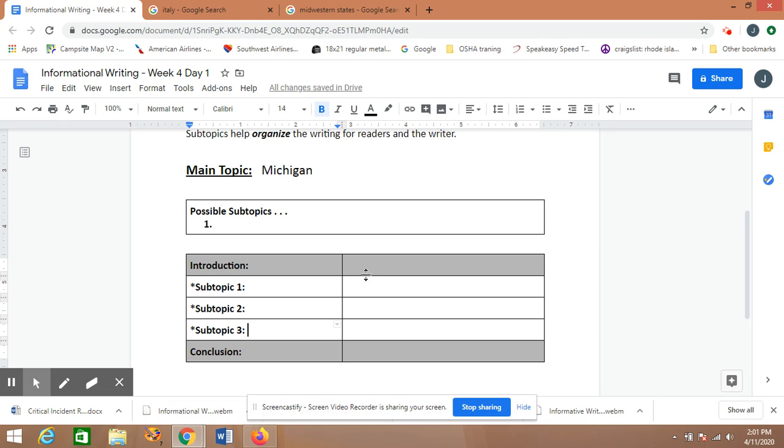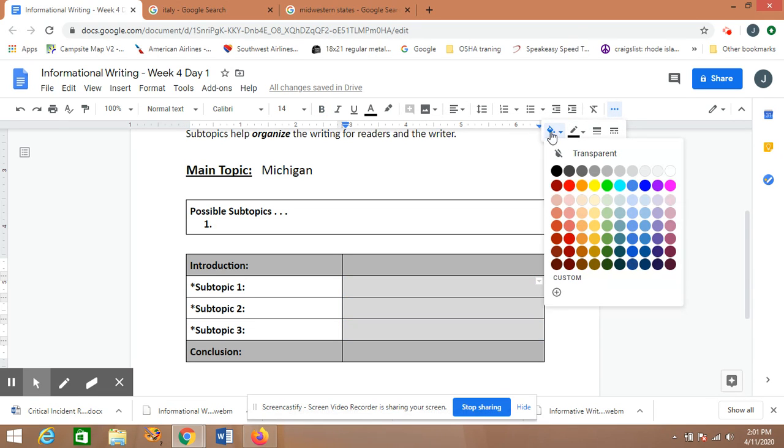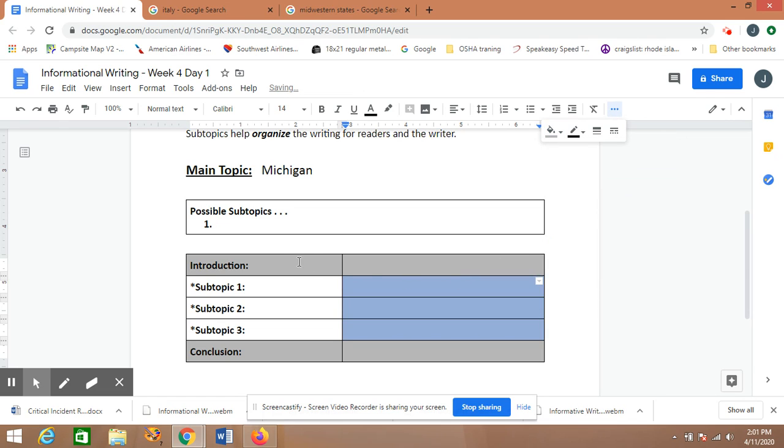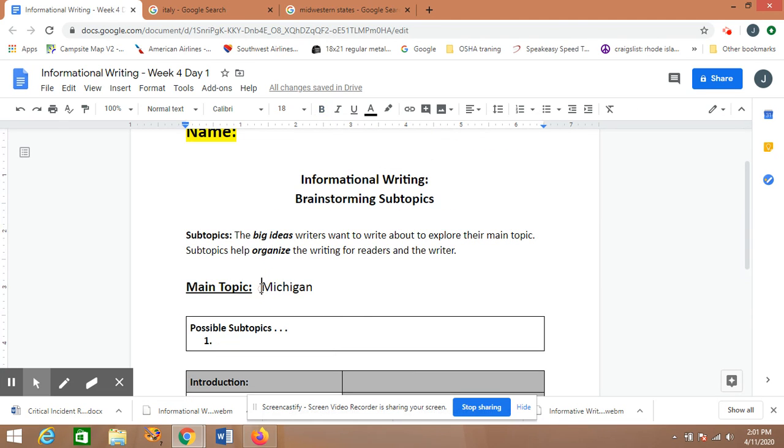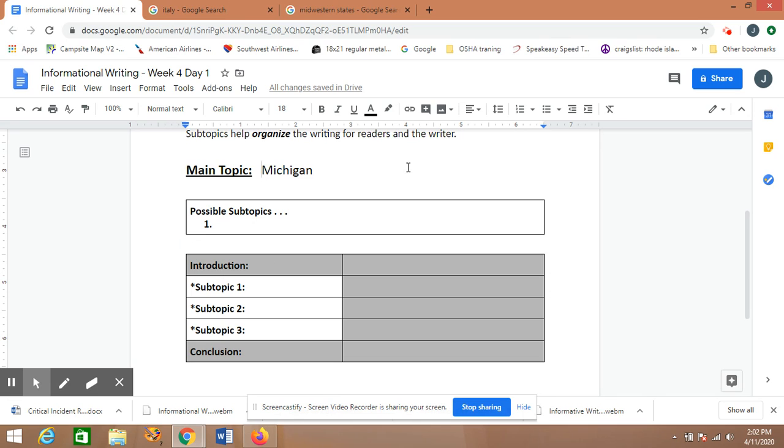And that's it. So you won't be filling this in. I'll make sure these are all gray because that's not what we're focused on. Eventually we'll get there. But right now we're just worried about subtopic 1, subtopic 2, and subtopic 3. So we're going to try it with the state. Do your best. Try to think of the big ideas, the subtopics we could talk about with the state of Michigan. And yeah, that should be enough.